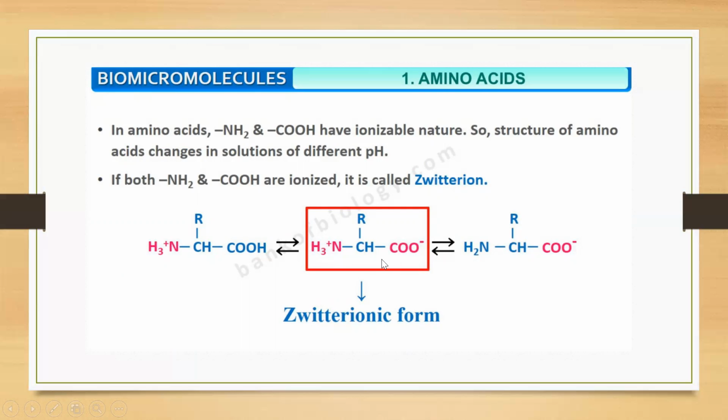Now, because the amino acid is in the ionic form, or has an ionizable nature, it behaves in a different way at different pH. For example, if the solution is acidic, then the amino acid will behave as a cation. But if it is a basic solution, then it behaves as an anion.